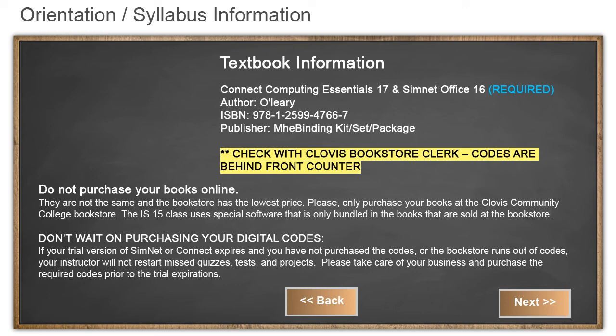So I want everybody to get into SimNet and Connect. Got to do each one separately, register separately, ASAP. Use the temporary 21-day code, but get in there that first week and buy the codes. It's very, very important.